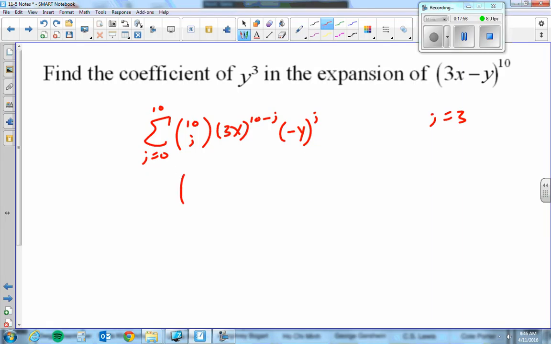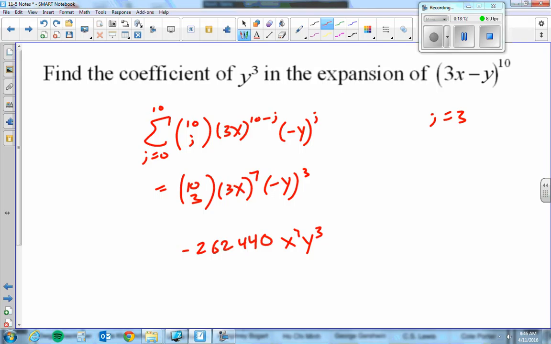Here, let's just set it up. It'll be 10 choose 3 again. It'll be 3x to the power of 7 and -y to the power of 3. And I'm just going to write the answer we got last time because we already did all that arithmetic. Except here, it would be the x to the power 7, y to the power 3 term. And so, like I said, same answer, slightly different question.